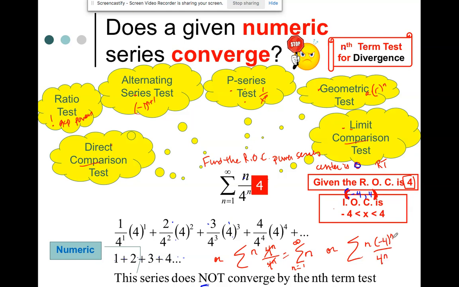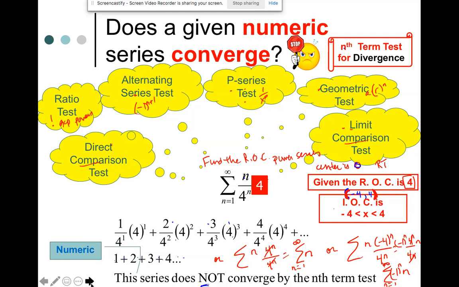Remember, I can write negative 4 to the n as negative 1 to the n times 4 to the n over 4 to the n, and then still times that n. The 4 to the n's would still cancel out, and I would end up with the sign alternator times n. But again, I think you can pretty quickly see that those terms, even with the sign alternator or not, do not go to 0, therefore diverge.